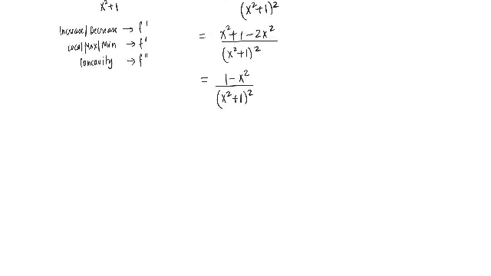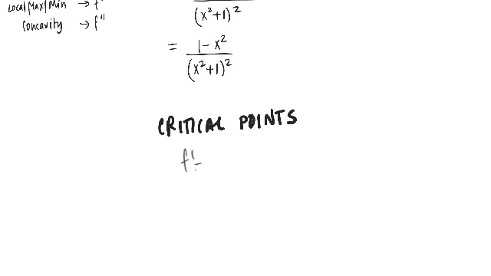Okay, now we need to think about critical points. Critical points are places where f prime is equal to 0 or f prime is DNE. DNE in this case, there will be none, because if you look at this denominator right here, x squared plus 1, the quantity squared, that's always going to be a positive number, and it's never going to be 0.